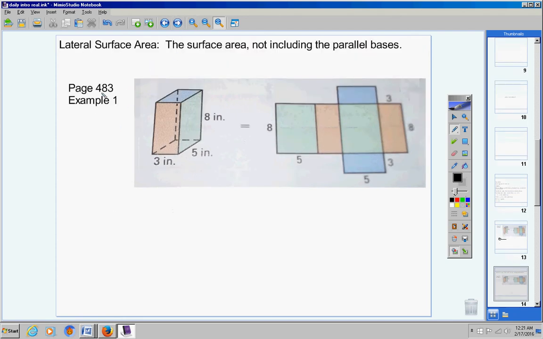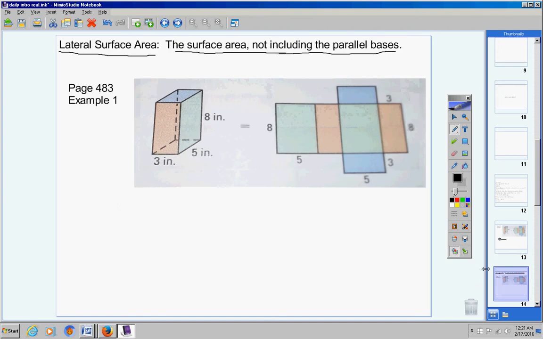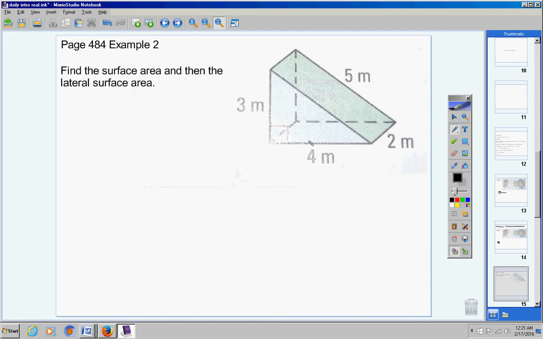Then, the exact same figure, I asked you to find the lateral surface area, okay? That's the surface area, not including the parallel bases. So let me give you a little hint. If you're confused and you have two answers for this and you don't know which one is the surface area and which one's the lateral surface area, the lateral surface area will always be smaller than the surface area, okay? So question number 2, I want you to tell me the lateral surface area for this figure.